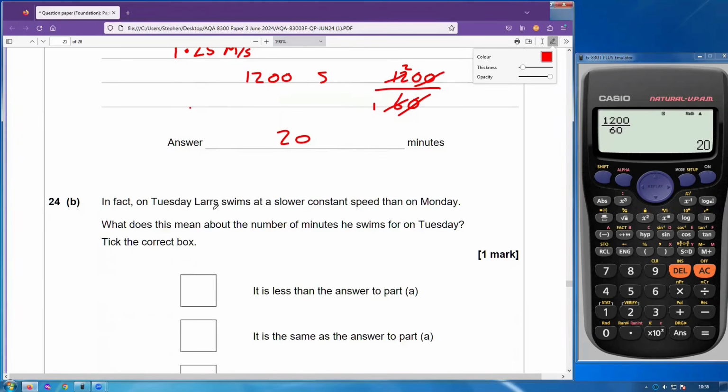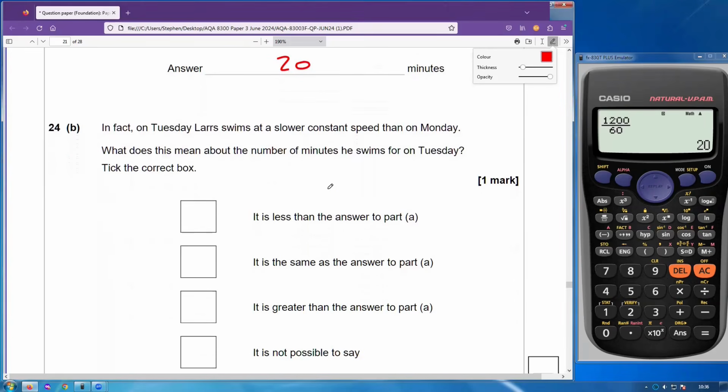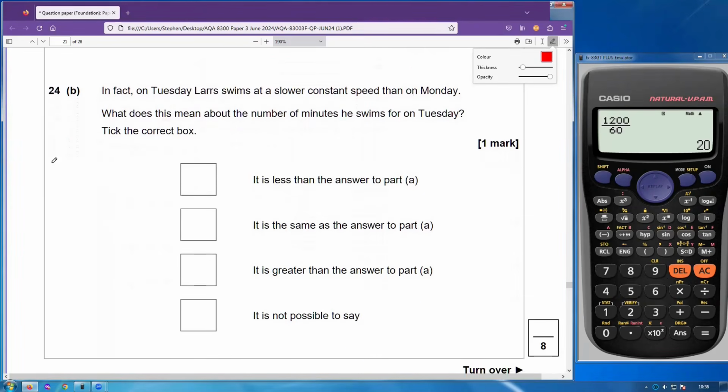In fact, on Tuesday, Lars swims at a slower constant speed than on Monday. So he's going slower. What does this mean about the number of minutes he swims for on Tuesday? Well, think of a race. The winner is somebody who gets there quicker, isn't it? So rather than 20 minutes, he's not going to do it in 20 minutes. He's going to take longer. So be a bit careful. It's greater than the answer in part A.